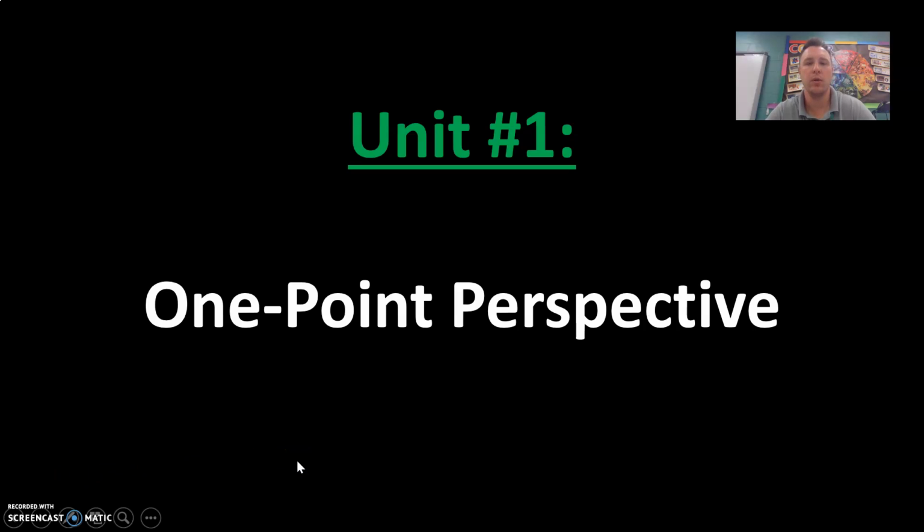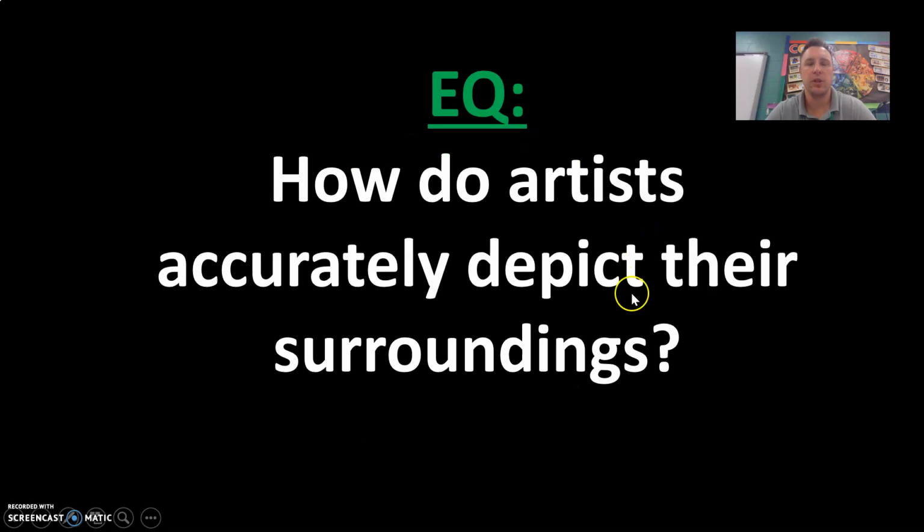This is unit number 1, called 1-point perspective. All right, let's go forward to see what we got. Your EQ for this lesson is how do artists accurately depict their surroundings? So the whole point of linear perspective or 1-point perspective is to show your environment accurately, to make it look realistic, to show depth and to show space.